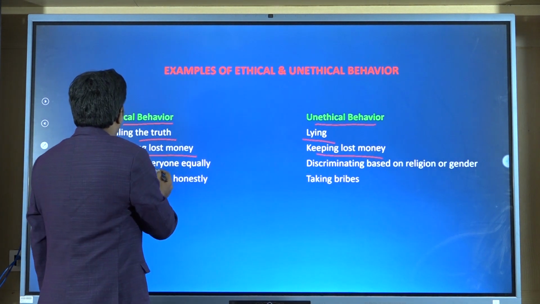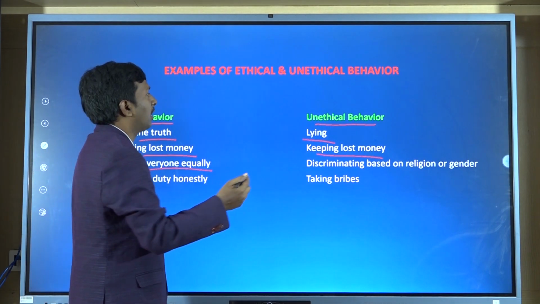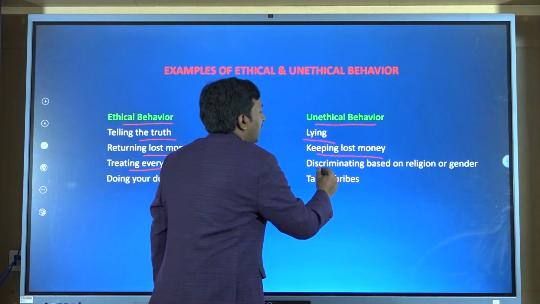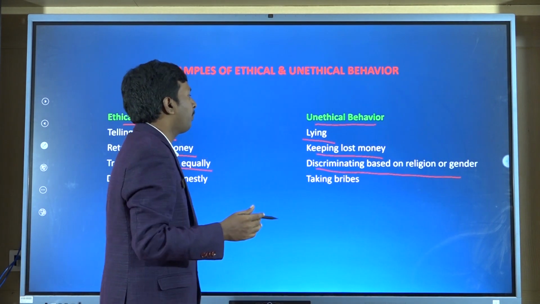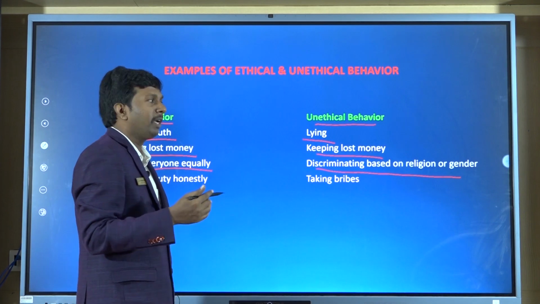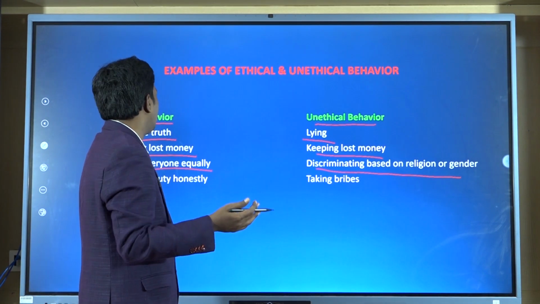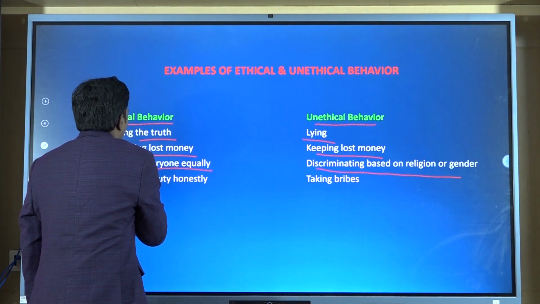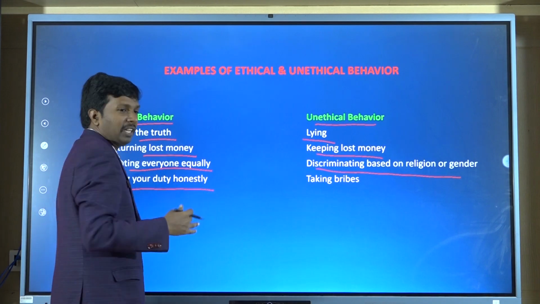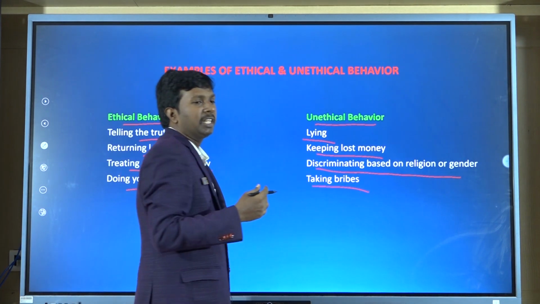Next, ethical behavior is treating everyone equally. Unethical behavior is discriminating based on religion or gender. Some people do discrimination based on religion or gender. We have to treat everyone equally, and that is ethical behavior. What is the next ethical behavior? Doing your duty honestly is ethical behavior, and taking bribes is unethical behavior.